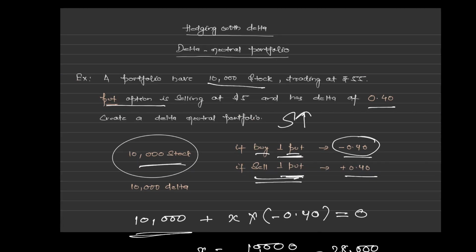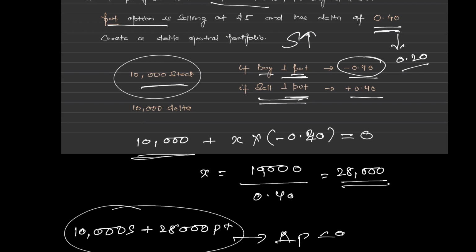the stock price keeps on rising, the delta of put will become what? Lesser, 0.20. So delta of put will decrease. So if the delta of put decreases, then now you have to buy 50,000 put. So actually you have to buy 25,000 more put. So actually it is not a static hedging strategy.